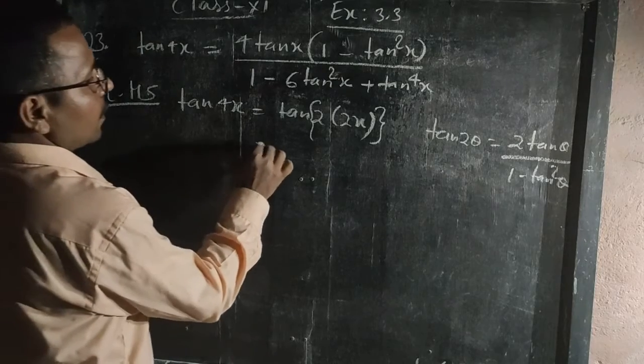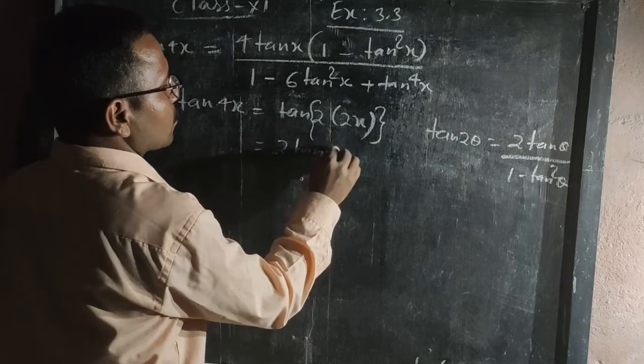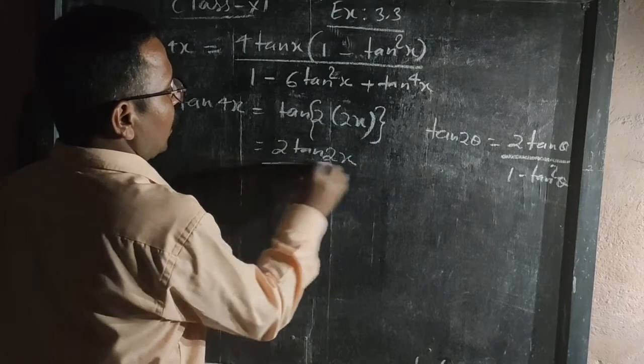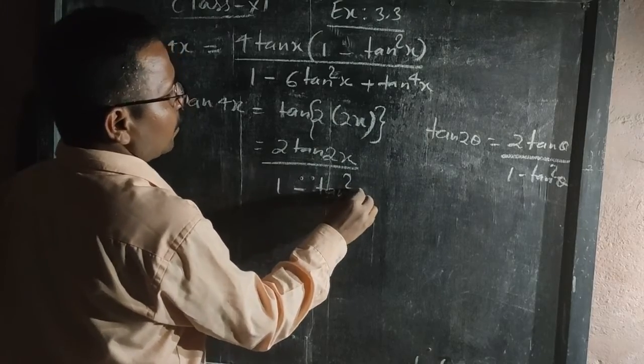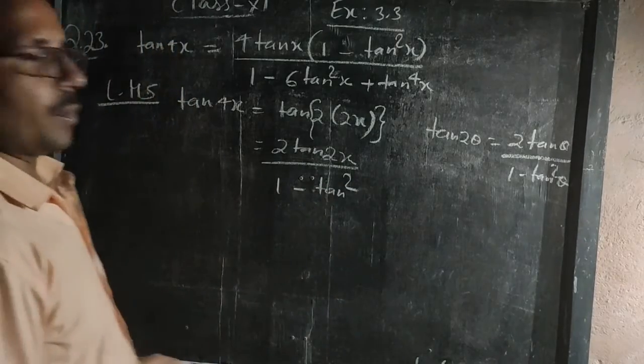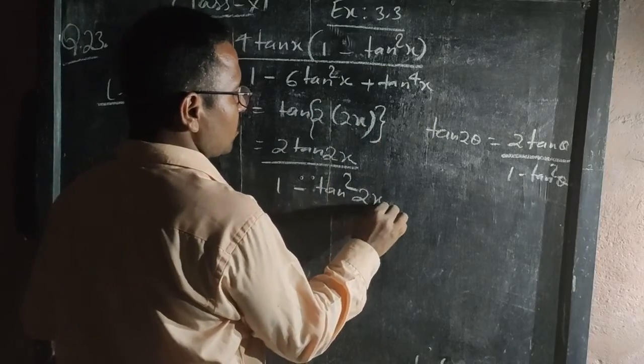So what will you get here? 2 tan, at the place of theta it is 2x. So you will get here 2x upon 1 minus tan square theta. At the place of theta, how much? 2x. So use this one, 2x.